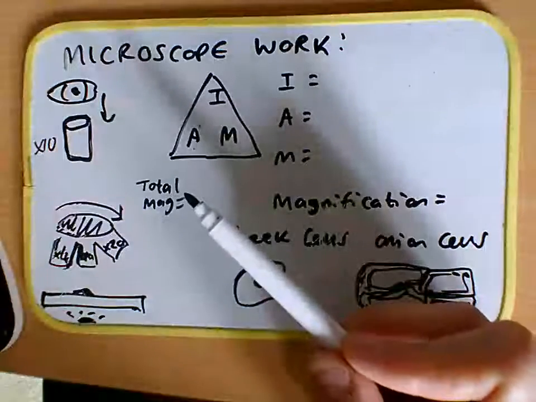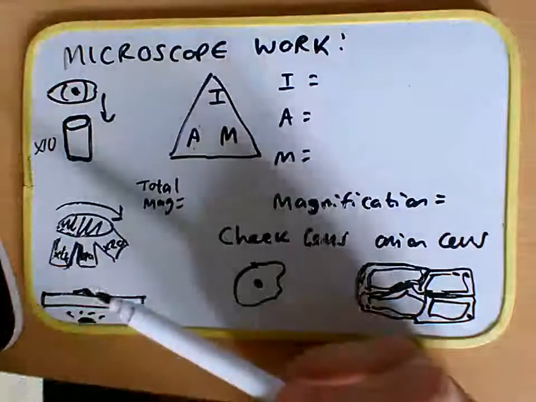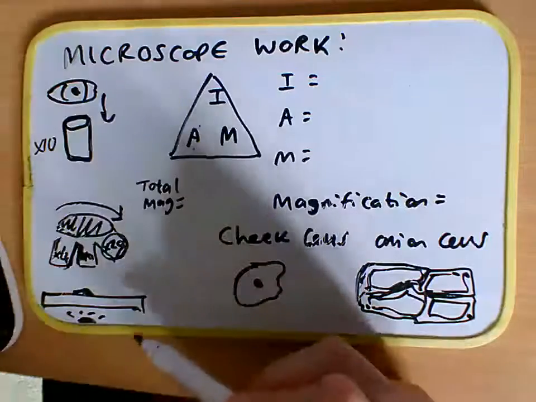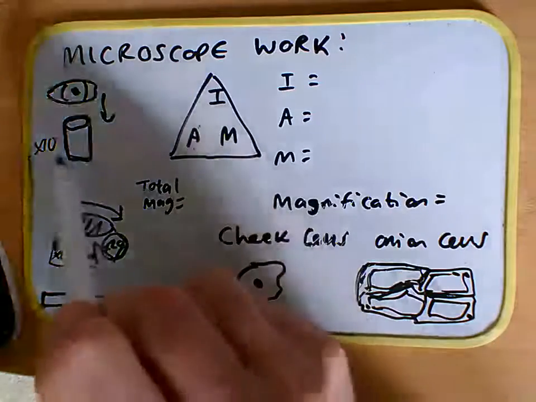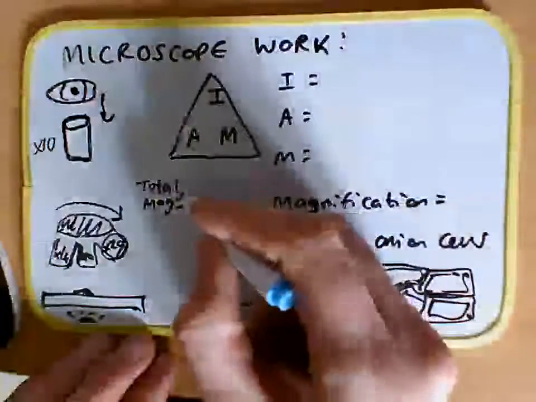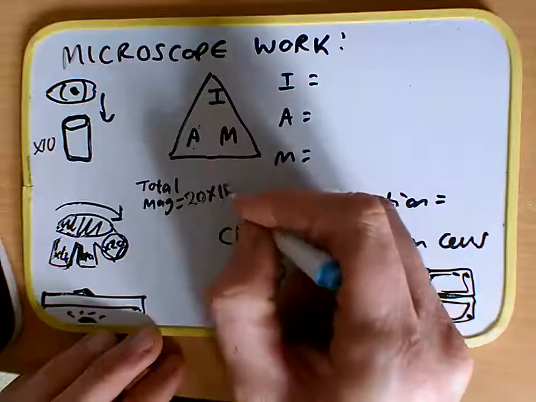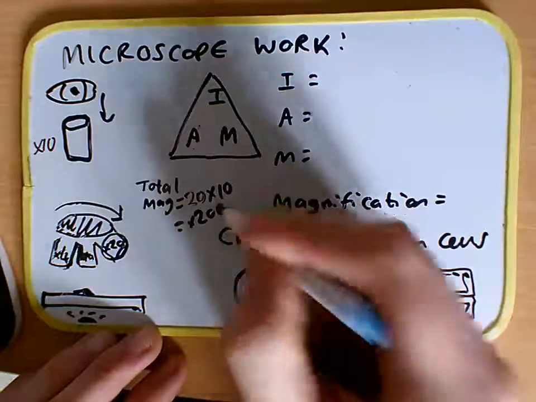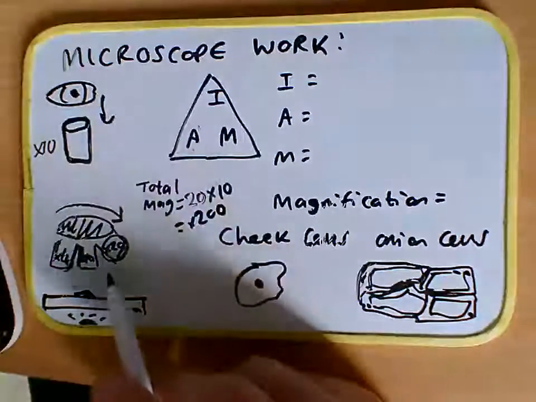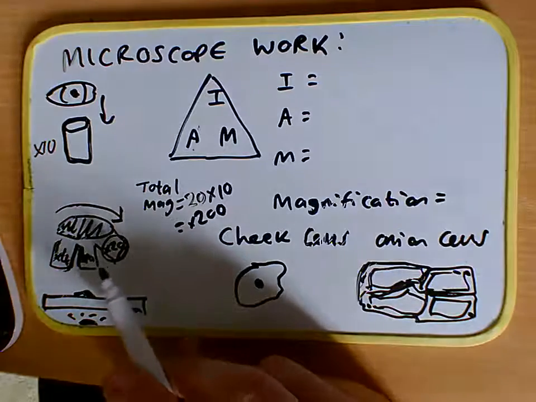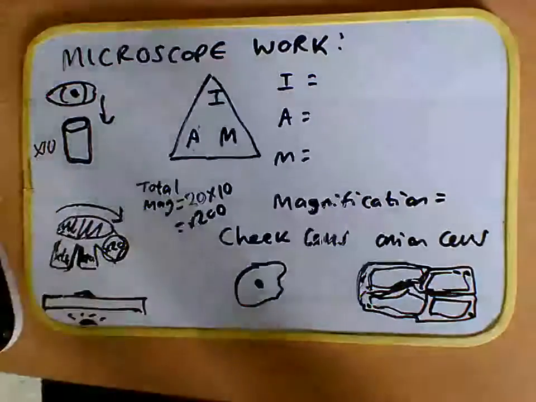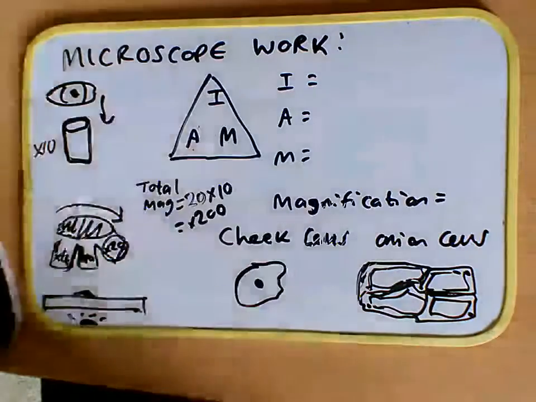Now, if I wanted to work out the total magnification for this particular microscope, if I was using this lens, the times 20, and I know my eyepiece lens is times 10, all you do is you do 20 times 10. So that is times 200. So the total magnification for that particular microscope is times 200. So that will make an object appear 200 times bigger. It won't make it 200 times bigger, but it will make it appear 200 times bigger.